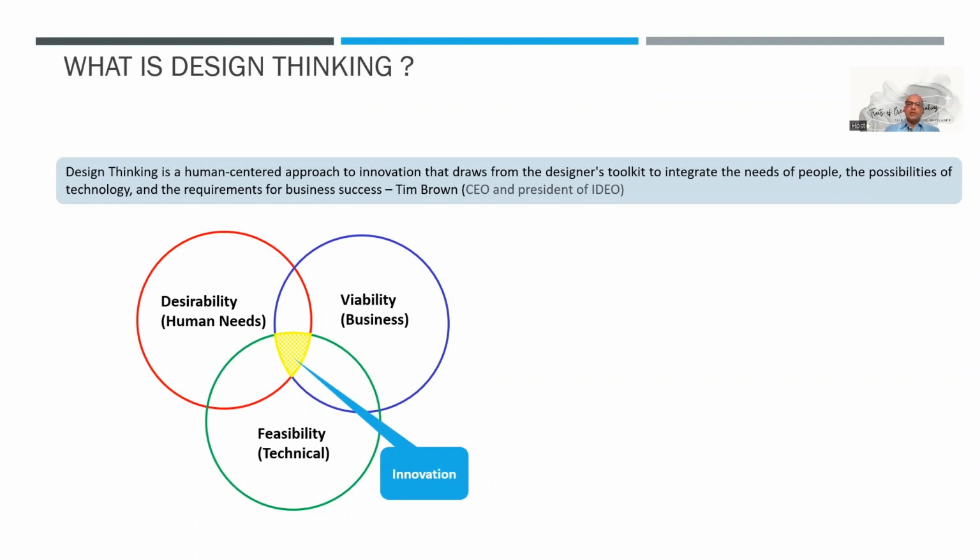success. So, following the words, if we see this Venn diagram, the desirability of human needs, which is a requirement, the viability of the business, and the feasibility of the technical thing, it is the intersection of these three. In other words, it is an innovation framework which has several steps and goes one step at a time, focusing on human need at its center.